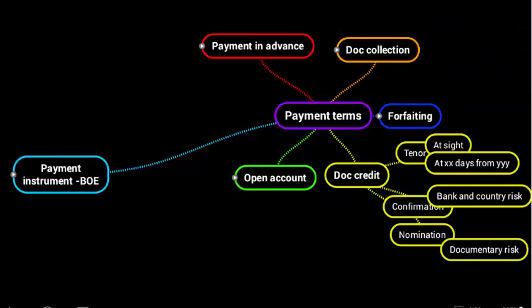Now let us turn our attention to documentary credit. In documentary collection, we saw that there is no guarantee from the bank for payment. And so we have a documentary credit situation. The tenor could be at sight, or X days from shipment, X days from presentation, X days from acceptance, or 60 days from invoice, any combinations.